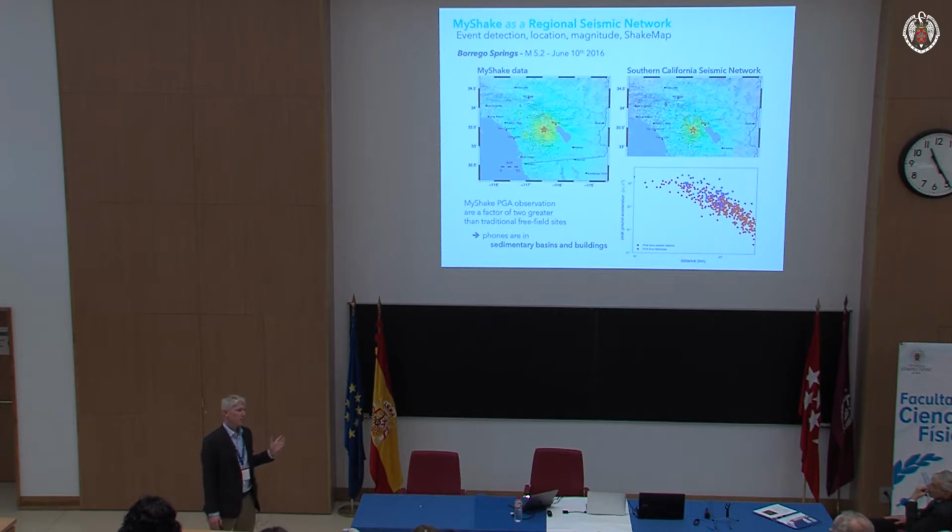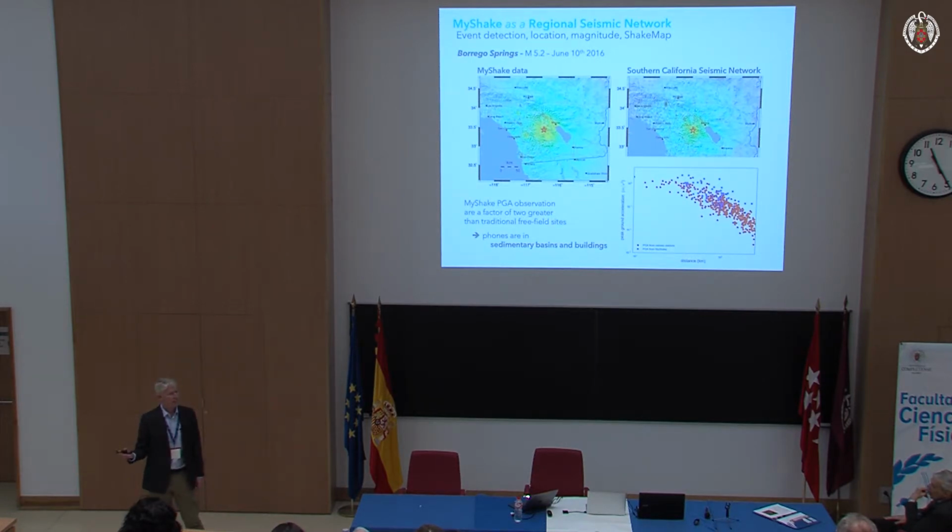Okay, a traditional seismologist would say, oh, that's terrible. We need to know the true ground motion, the free surface ground motion. That's why we put our traditional seismic sensors at free surface sites. However, a civil engineer would say, wow, this is fantastic. Now we can actually see what the ground shaking in buildings is, and is it what we expect?